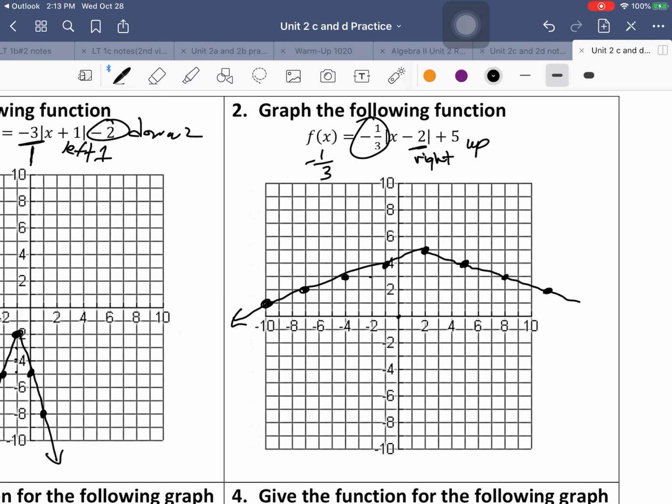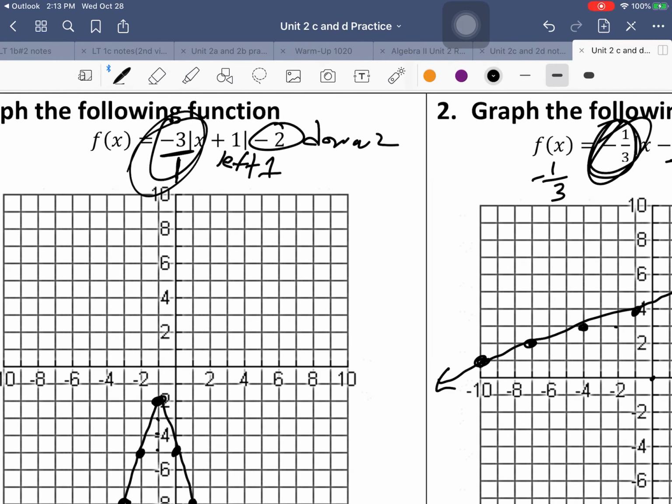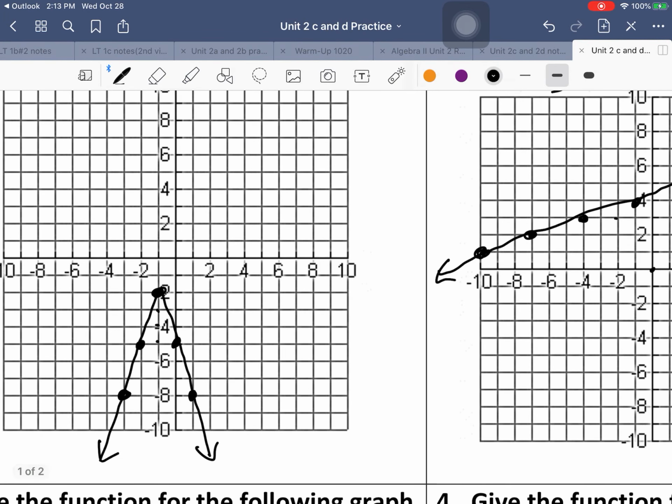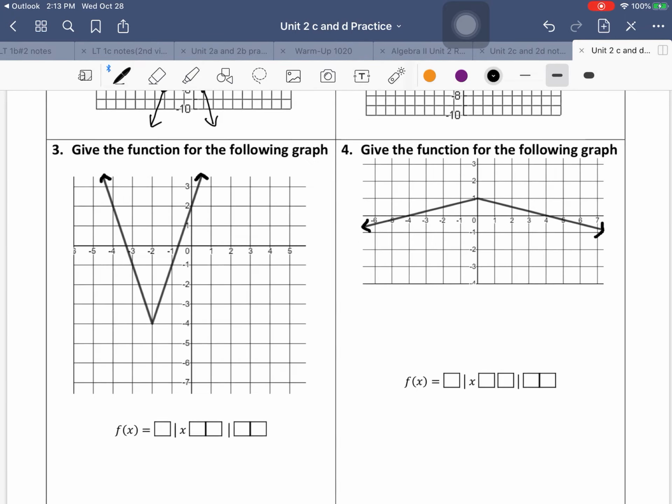So a fraction less than 1, the absolute value of less than 1 for the dilation makes it wider. And look at here, this negative 3, the absolute value is greater than 1, so it makes it a narrower V. All right, moving on.